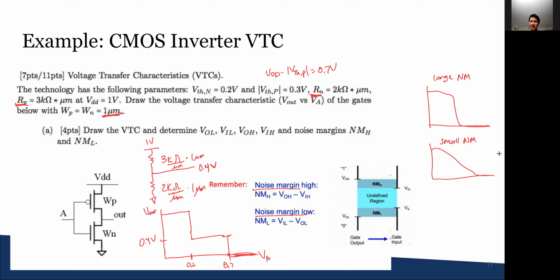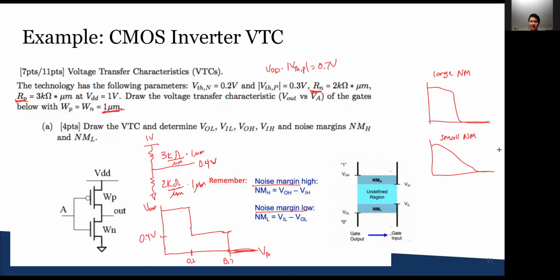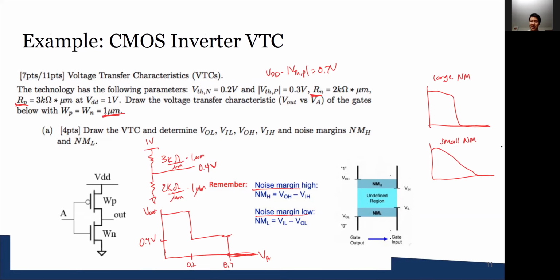In this case, this is a stepwise function, and V input high is going to be defined as this voltage, and V input low is this voltage. So for your noise margin, V output high is here, V output low is here. So this is going to be 1 minus 0.7 equals 0.3. And then this is going to be 0.2 minus 0, which equals 0.2.